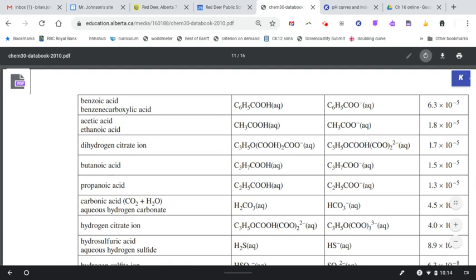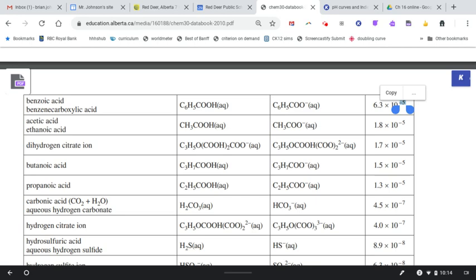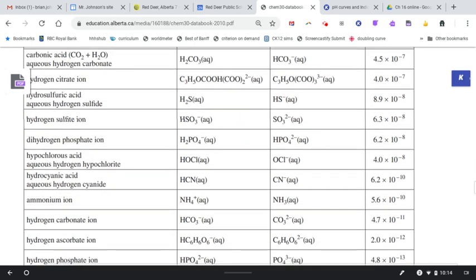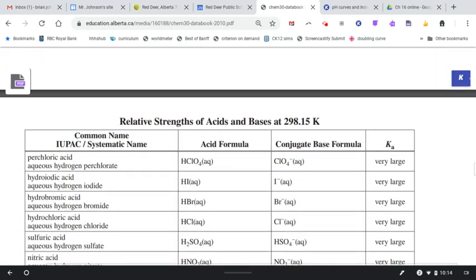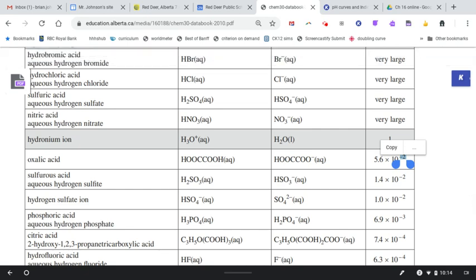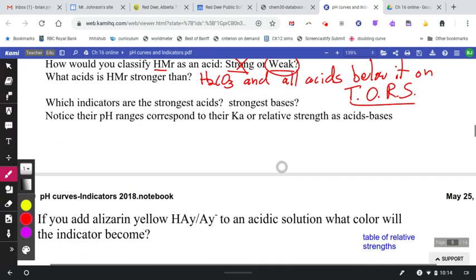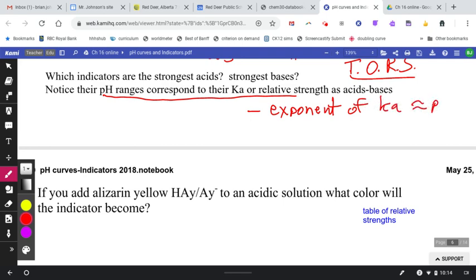Flip this one around. So if I want to know the approximate pH of benzoic acid, it's about 5. And butanoic acid is about 5. And if we go down to our strongest bases, PO4 minus is pH of about 13. And if we go up to our strongest acids, oxalic acid is a pH of about 2. So those Ka values are kind of useful for quick estimates of pH as well. Okay. Notice their pH ranges correspond to their Ka values. So you take the negative of the exponent of the Ka to get the approximate pH.